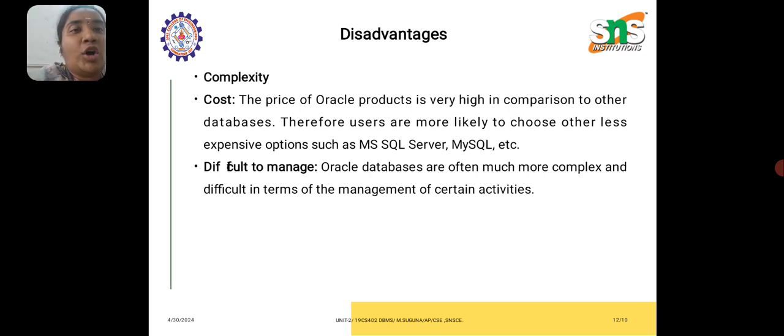For cost, the price of Oracle products is very high in comparison to other databases. Therefore, users are most likely to choose other less expensive options such as MS SQL Server. And the difficulty to manage is that Oracle databases are often much more complex and difficult in terms of management or administrative activities.